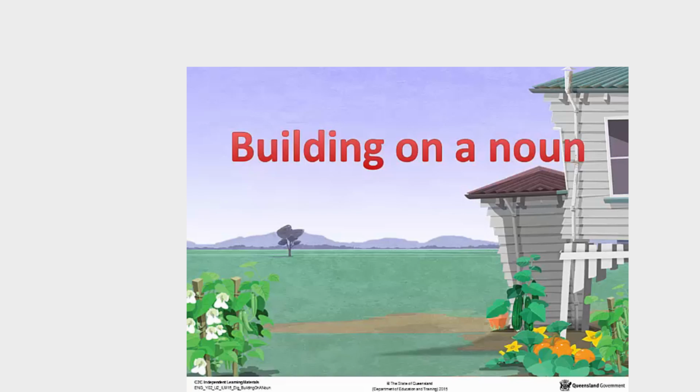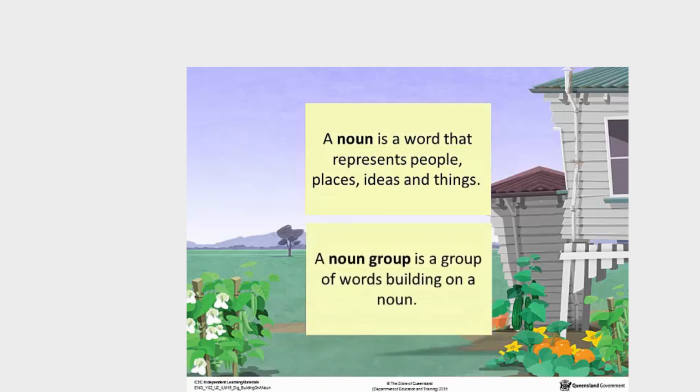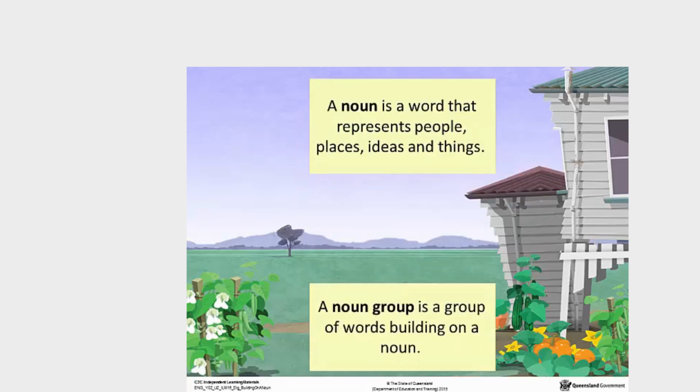Hello! In this video we are going to look at how we can create more detailed descriptions by building on a noun. A noun is a word that represents people, places, ideas and things. A noun group is a group of words building on a noun. The words we use to describe a noun give us more information about that noun.